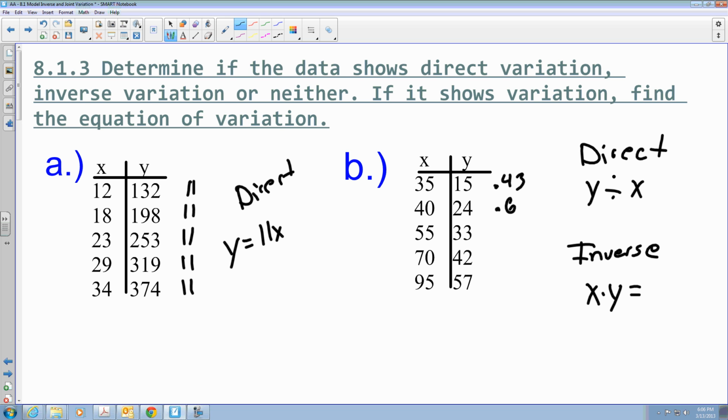So that already proves to me that it's not a direct variation. So let's see if it's an inverse variation. I'm going to say 35 times 15 gives me 525. Now if I go 40 times 24, I get 960. So two different values there. Now it shows that it's not an inverse either. So I can write neither.